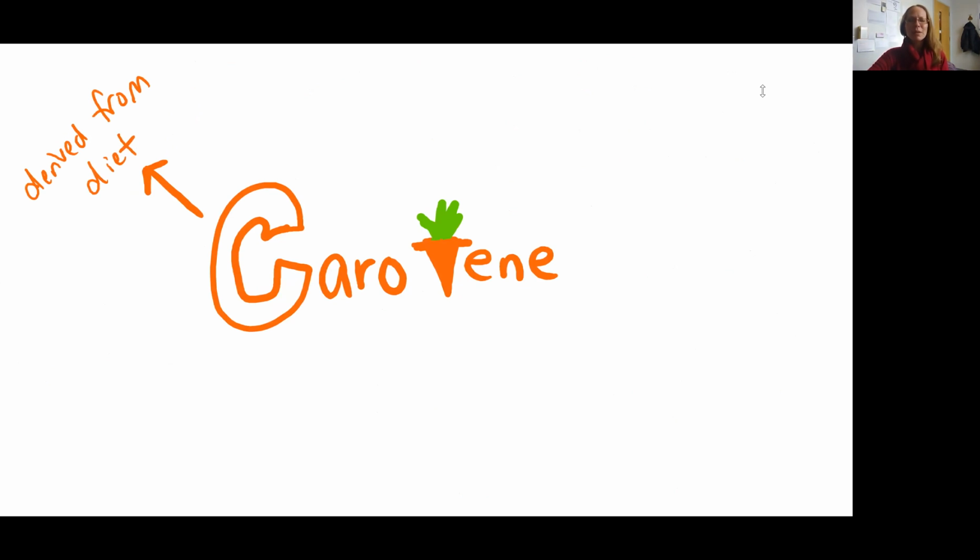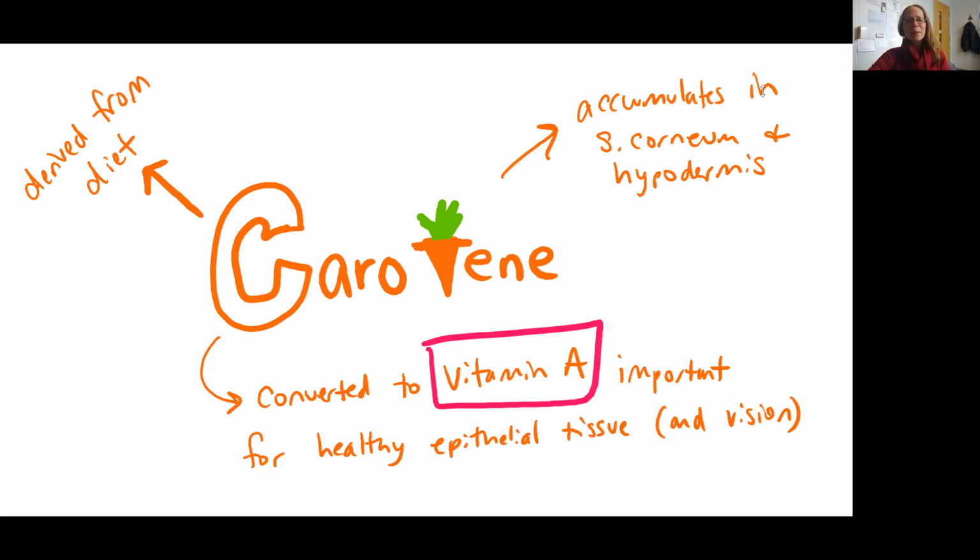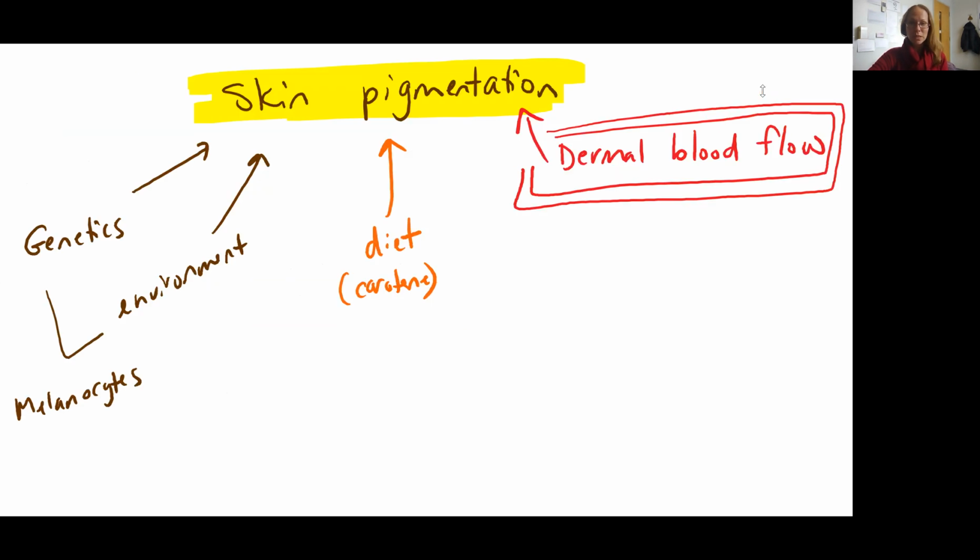Carotene is a pigment that is derived from our diet. You'll see it in carrots, that orange color, but also squashes and pumpkins that have the same sort of coloration. It can actually accumulate in the stratum corneum and the hypodermis, so it can give more of an orangey tone to your skin, especially if you've been eating a whole lot of carrots. It is converted to vitamin A, which is important for healthy epithelial tissue and for vision. So it is a healthy component of your diet, and it is something that can then be stored or accumulate in the integumentary system. So carotene is something that can contribute to skin pigmentation.